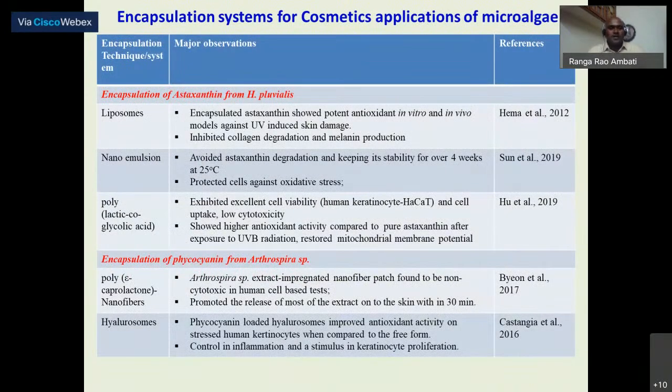These are some of the reports on cosmetic applications of algae. Various algae-derived astaxanthin showed antioxidant protection in in vitro and in vivo models against UV-induced skin damage, inhibited collagen degradation and melanin production, protected cells against oxidative stress, showed higher antioxidant activity compared to pure astaxanthin after exposure to UVA and UVB radiation, and restored mitochondrial membrane potential. Spirulina extract nanofiber patches were found to be non-toxic in a human cell-based system and released most of the extract onto the skin within 30 minutes. Phycocyanin also protected stressed human keratinocytes compared to the free form, controlled inflammation, and stimulated keratinocyte proliferation. So these are some of the studies using microalgal metabolites for cosmetic applications through the encapsulation process.